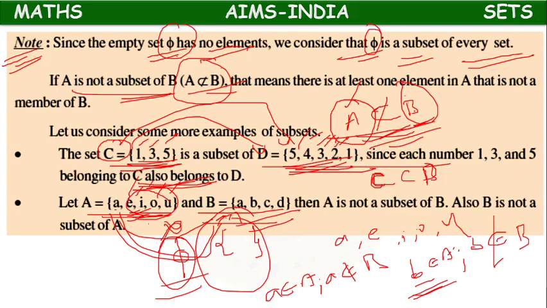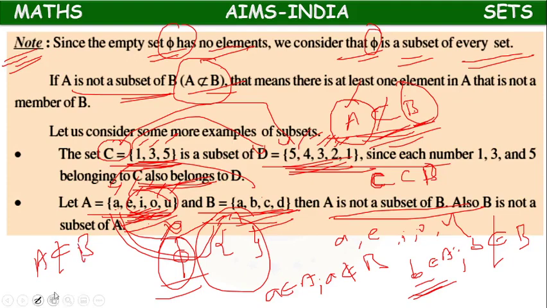Only one element is a part of B. Others are not. So that's why A is not a subset of B. And B is not a subset of A, because out of A, B, C, D, only one is present in A. We can write A is not a subset of B. In reverse also we can write B is not a subset of A. Because out of B, A is present in A, but B, C, D are not in A.